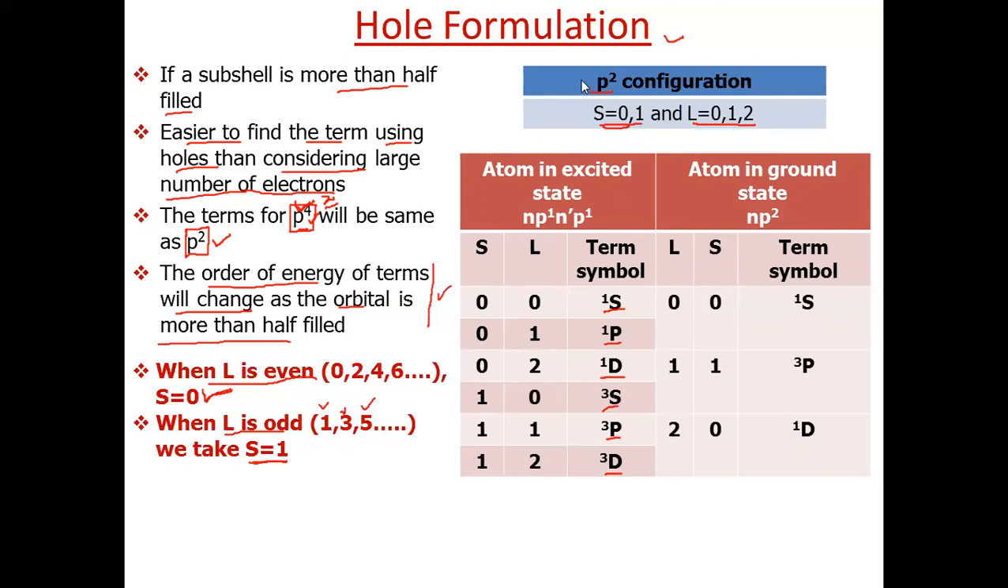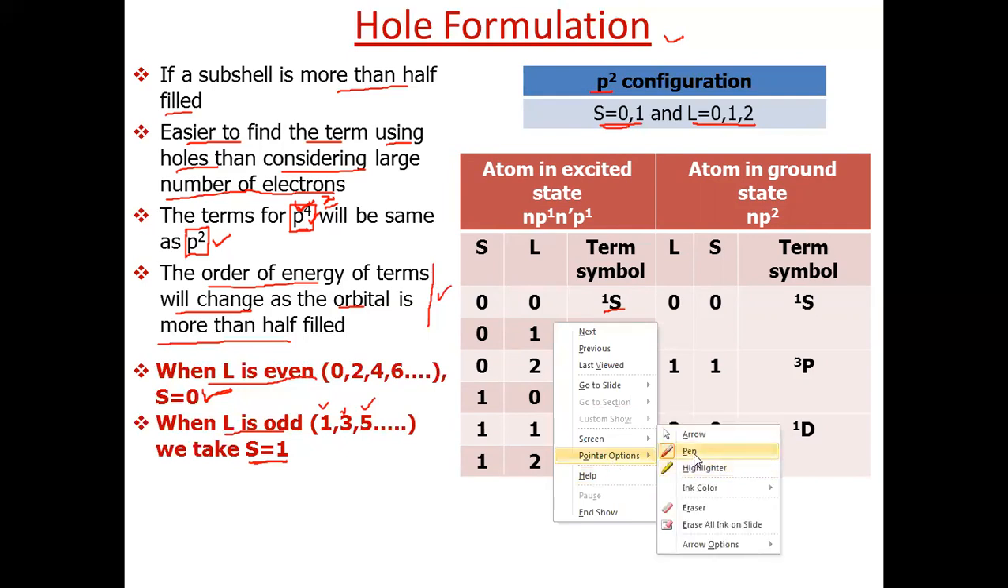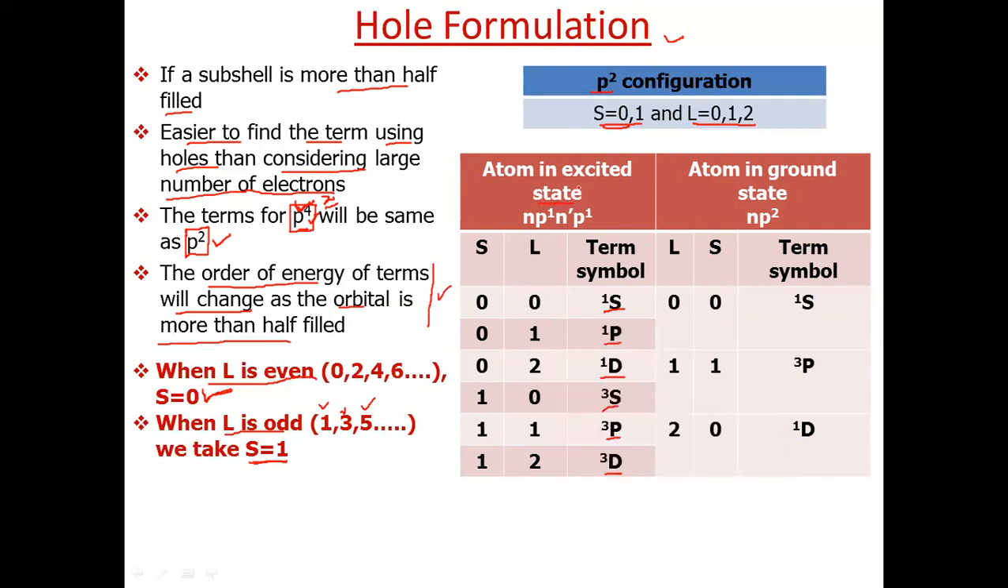But these 6 values are true when the atom is in its excited state, like for this type of configuration np1 n'p1, where n and n' are quantum numbers. These two electrons are not present in the same shell. It can be 2p1 3p1, or 2p1 4p1, or 3p1 4p1. All these types of systems will have all these term symbols valid for them.